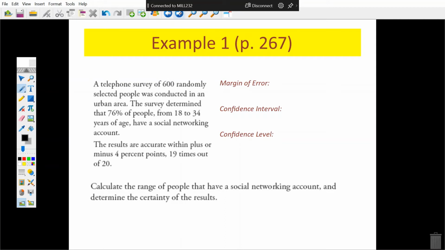So some of the questions they can ask you are for the margin of error, the confidence interval, and the confidence level. Well, the confidence level is they are confident in their results 19 times out of 20. So 19 out of 20 as a percentage is 95%.